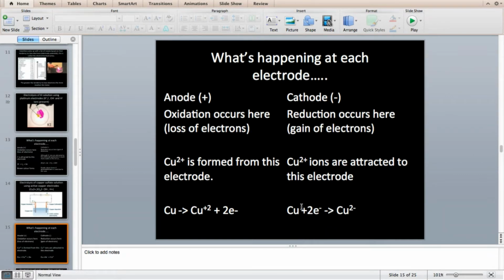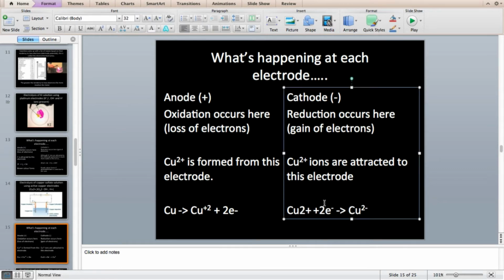Sorry, I've done this wrong, haven't I? So yeah, sorry, I have to just change this here, girls. Sorry, Cu2+. Let me get the formation of copper there, excuse me.